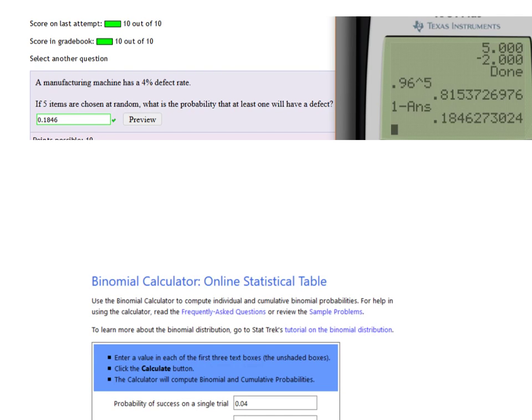So for this problem, we have another "at least one" situation. And if you remember our work from last week, you find the probability of none, right? Find the probability of 0 defects, and then we're going to subtract that from 1. So I was thinking, why can't we just do what we did last week, if every trial is independent and the percent won't change?